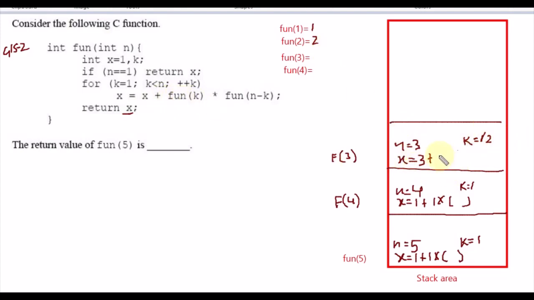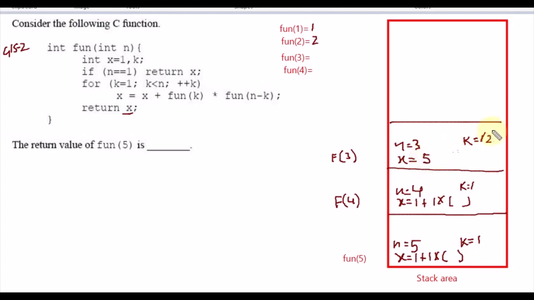So we know that the return value from f2 is 2 multiplied by the value that is returned by f(n minus k), that is 1. So f1 is 1. Okay, so this value will be 3 plus 2 into 1, so this will be 5.